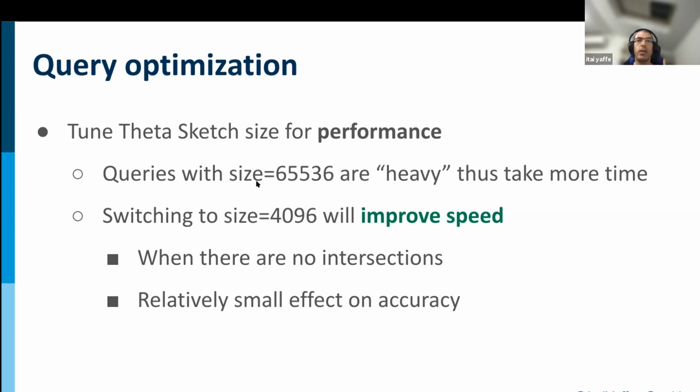Queries with relatively high size, like 65,000, are heavy on resources, thus they will take more time. If you switch to a more moderate size, like 4,000, it can significantly improve your speed. And this is very useful if your queries have no intersections, so there will be a relatively small effect on accuracy.